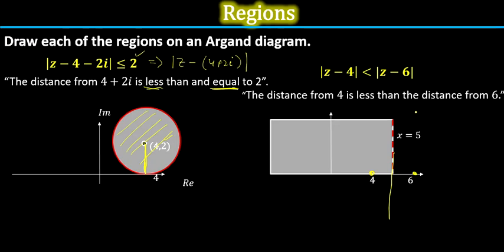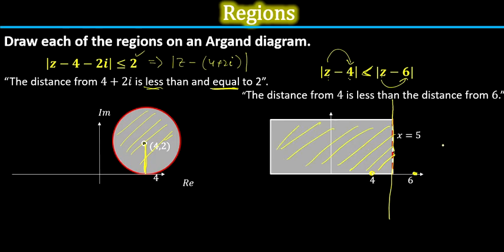Now the distance of z is closer to 4 and farther from 6. You see, this shows modulus of z minus 4 is less than modulus of z minus 6. Distance between z and 4 is less than distance between z and 6. And at the bisector, distances from both the points are equal. But the requirement says we want that region where z are the points closer to 4. So you have to shade that part which contains 4. That's it.